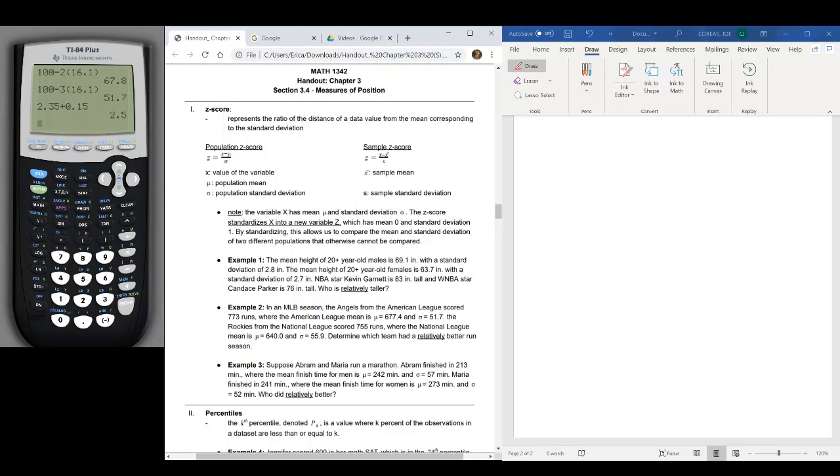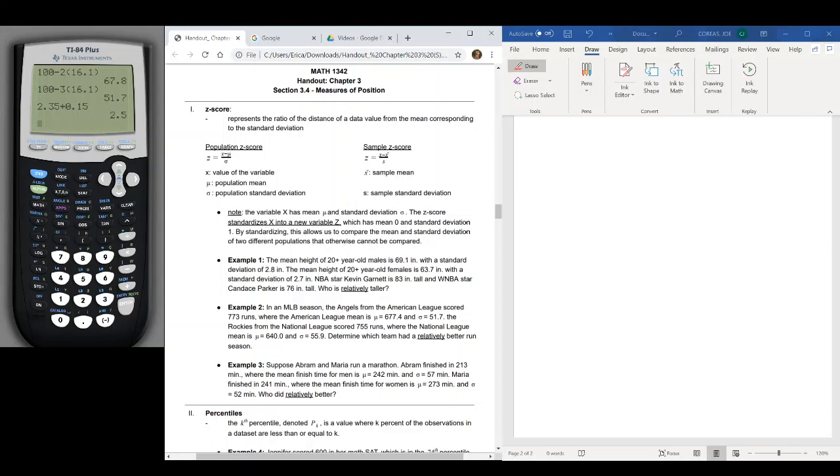Looking at example 1, the mean height of 20-plus-year-old males is 69.1 inches with a standard deviation of 2.8. The mean height of 20-plus-year-old females, so I want you to notice we're identifying two different populations, is 63.7 inches with a standard deviation of 2.7. NBA star Kevin Garnett is 83 inches tall. Now notice what we did in the problem. In the male population, we gathered an individual of interest, and in the population z-score formula, the letter X represents the individual value of interest.